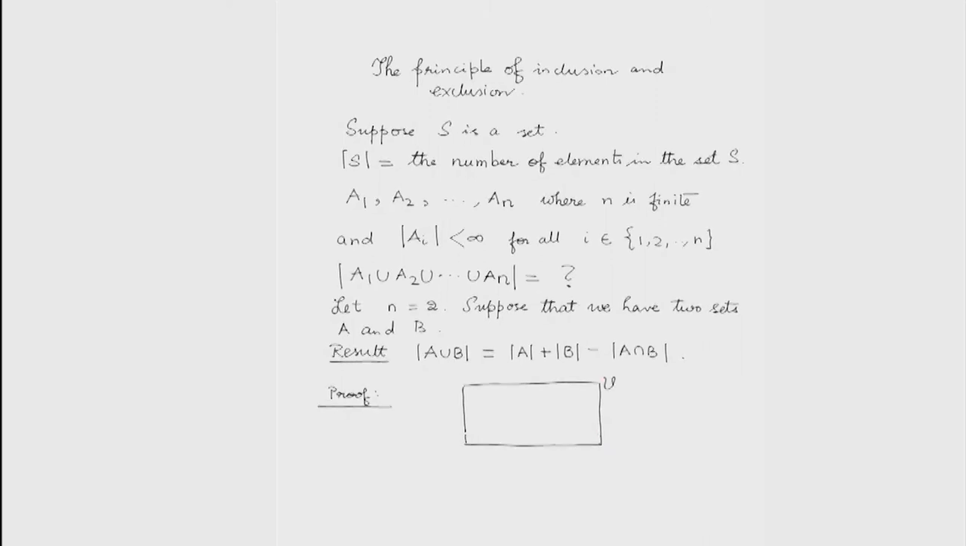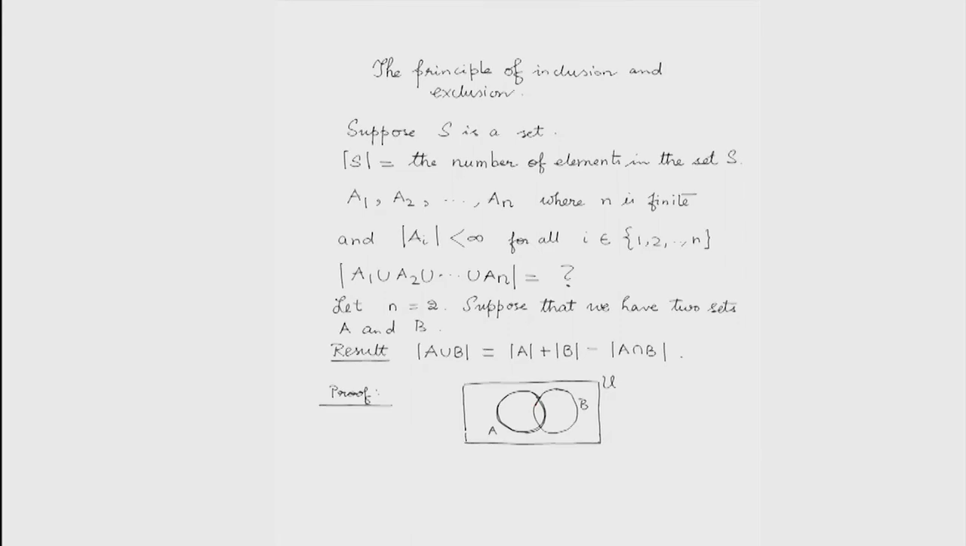So, suppose this is my universal set U, and inside this universal set we have two sets A and B. Now, in general we do not have reasons to expect that A and B are disjoint. What we will prove are of course true when A and B are disjoint, but let us take the general situation where there may be finite intersection of A and B. Now, I denote the set A by this circle and set B by the other circle.